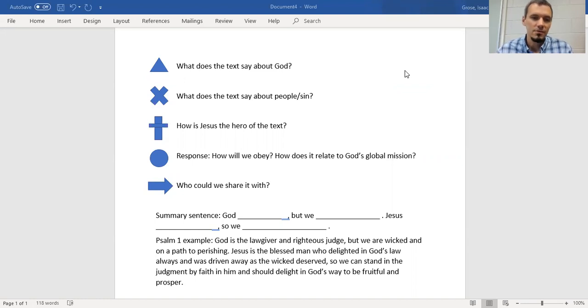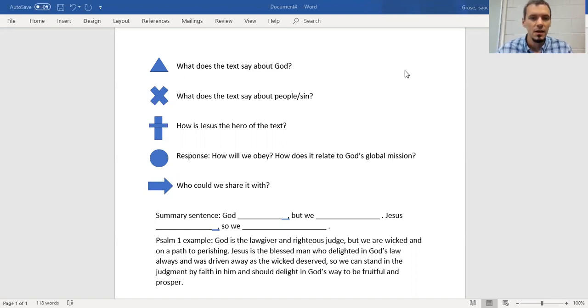Okay, so as we look at Psalm 1, we learn some things about God. We see that he's the giver of law. We see that he's the one who judges and before whom the righteous stand. We see some things about people. We see that all of us naturally are wicked. We're on a path that leads to us perishing unless we change and choose the path that God has for us.